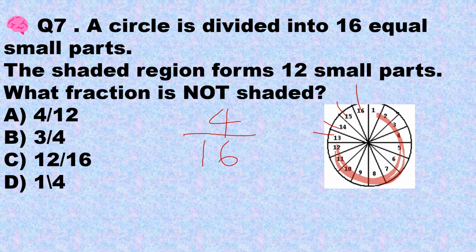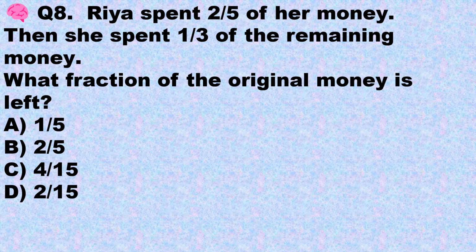So what we will do? 4 is getting divided, so 1 by 4, ones are 4 and 4 fours are 16. Now check if this option is there. Yes, it is option D. Right. So let's go for the next question.